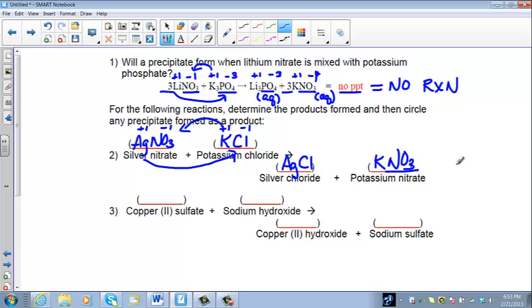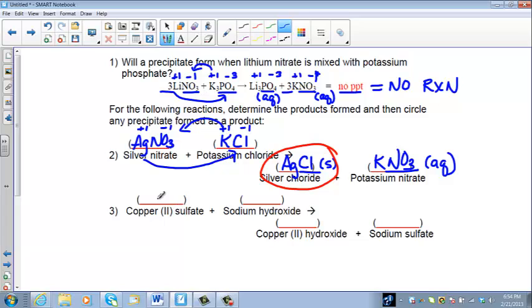Remember, positive goes with negative, so Ag goes with Cl and K goes with NO3. These were all +1, -1, so I don't have to worry about anything. By now you should know nitrates are on the soluble side. No exceptions. This guy's aqueous. Chlorine is also on the soluble side, however it's mixed with silver, which is an exception, which means that it's going to be a solid. And they want us to circle our precipitate, so there we go.